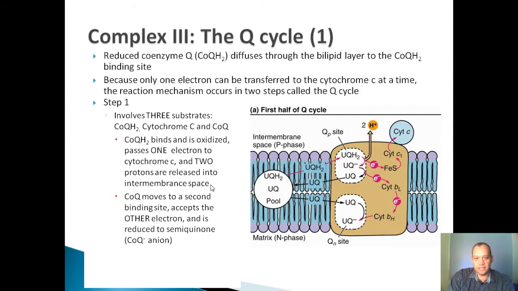What happens to the other electron is that an oxidized coenzyme Q by this time will have moved into the QN site, and it'll receive this second electron that was on the reduced coenzyme Q, and it'll form this form of coenzyme Q, which is called a semiquinone or coenzyme Q anion. So now the original reduced coenzyme Q, which was bound at the QP site but has now become oxidized after losing both of its electrons and its protons into the intermembrane space, can now leave the QP site, and that will allow another reduced coenzyme Q to bind in that site. However, the semiquinone stays bound in the QN site.